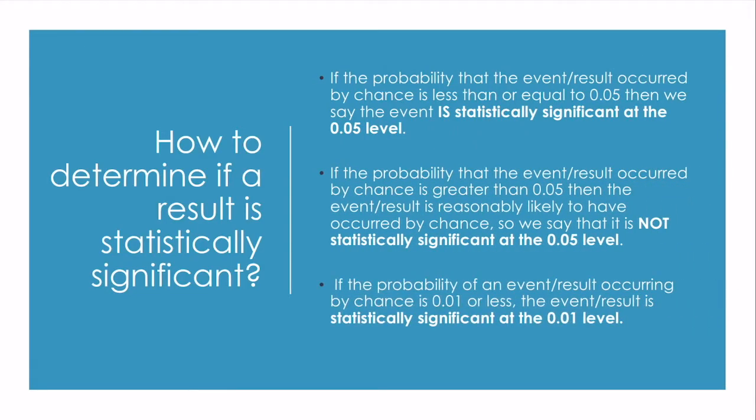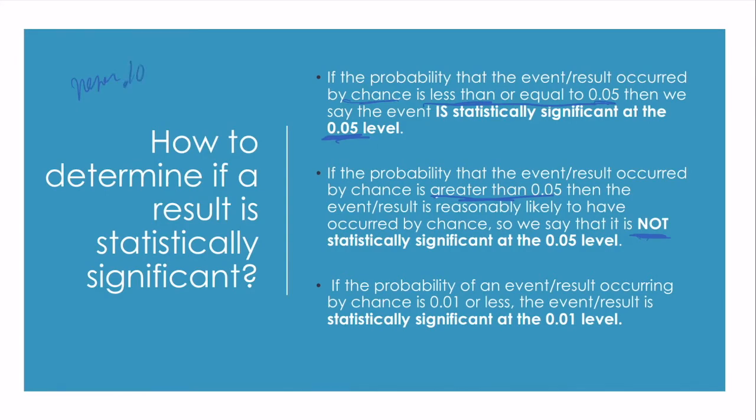So, how to determine if a result is statistically significant? If the probability that that event occurred by chance is less than or equal to 0.05, we say that event is statistically significant at the 0.05 level. If the probability that our event occurred by chance is greater than 0.05, then our result is reasonably likely to have occurred by chance, and we say it's not statistically significant. We don't go any bigger than the 0.05 level. We wouldn't say 1 in 10 feels statistically significant, so we would never go to the 0.10 level.